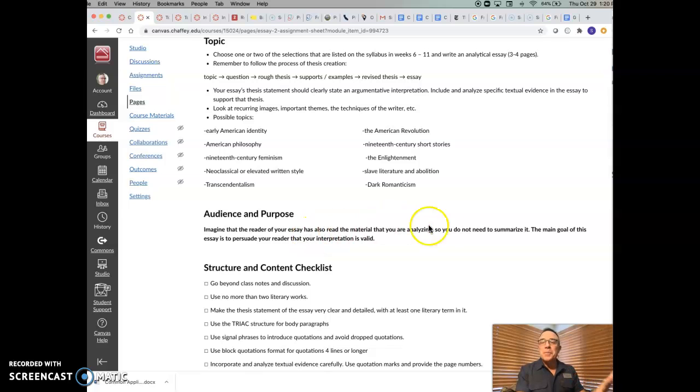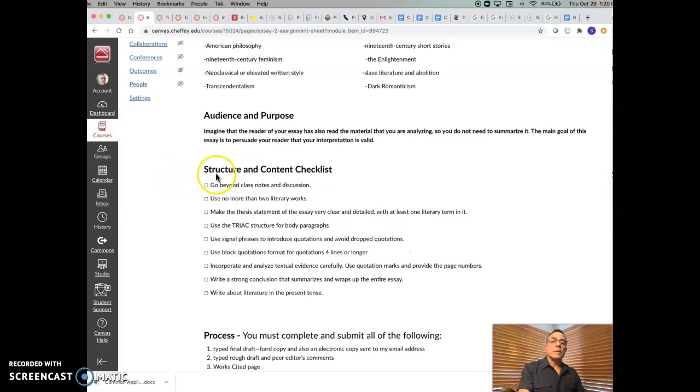For audience and purpose, do keep in mind that you can assume that your reader has read the works, so summary should not really be present in it at all. I mean, you're going to have to talk about certain elements of the text or texts you use in those body paragraphs, but that's about it.